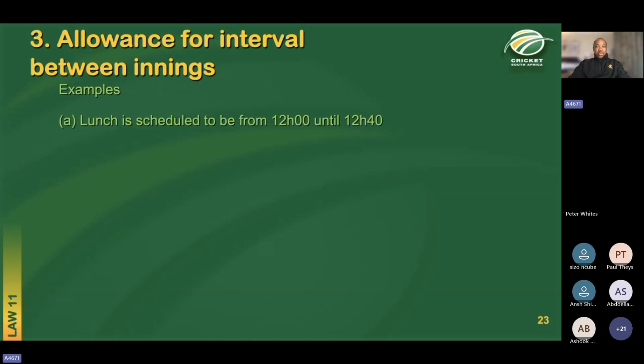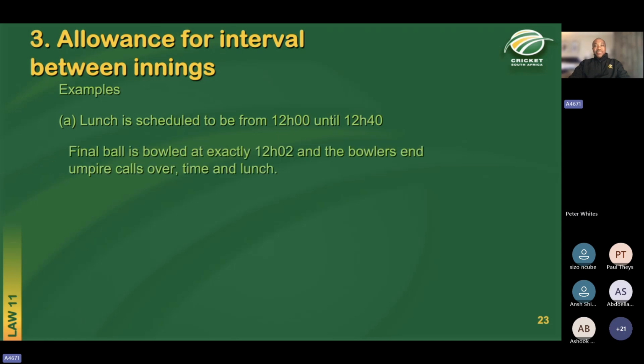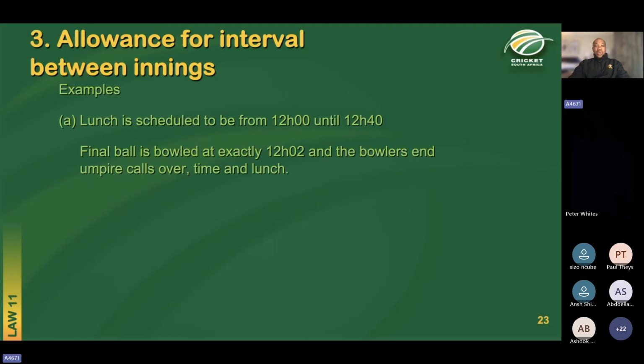Here's an example to illustrate this point. Our lunch is scheduled from 12 until 12:40. Final ball is bowled at exactly 12:02, and the bowler's umpire calls overtime and lunch. So in this circumstance, what time is our lunchtime going to be? Yes, 40 minutes. It will never change. It will be 12:02 until 12:42.